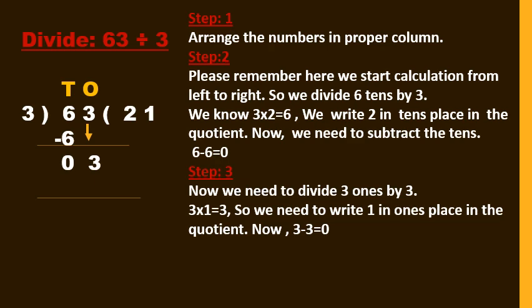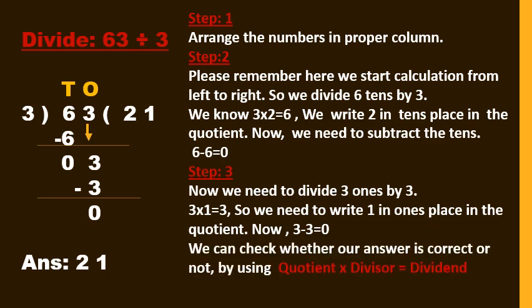So now we need to divide 3 ones by 3. Got it? So 3 ones are 3. So we need to write 1 in ones place in the quotient. Okay girls? So now we are going to subtract. 3 minus 3 gives us 0. Clear? So girls, we can see that the answer is 21 or the quotient equal to 21.